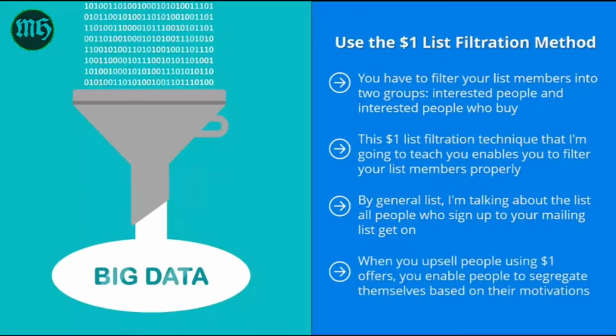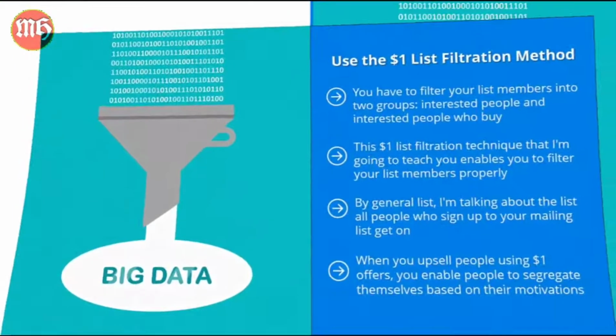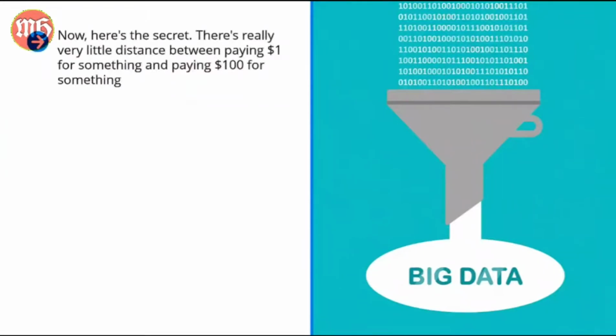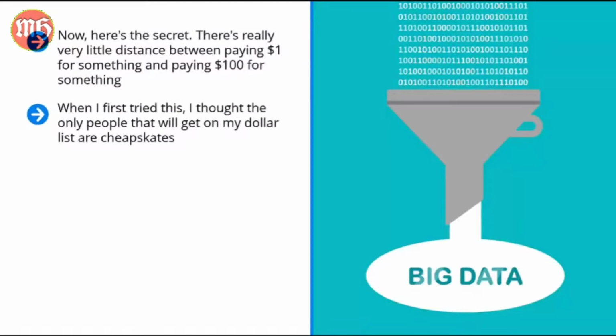When you upsell people using $1 offers, you enable people to segregate themselves based on their motivations. These are people who are motivated enough to spend $1. In other words, they see the value in your content, and they are willing to put their money where their mouth is. Now here's the secret. There's really very little distance between paying $1 for something and paying $100 for something. This is a lesson I learned firsthand. When I first tried this, I thought the only people that will get on my dollar list are cheapskates. These are misers. In the back of my mind, I thought that they're just not going to buy big-ticket items. Boy, was I proven wrong.